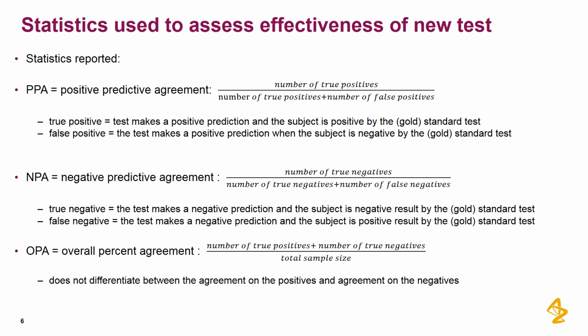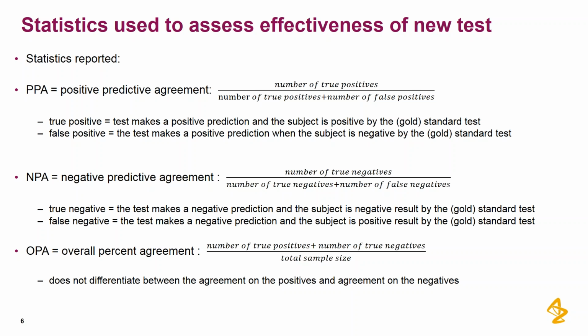The negative percentage agreement is defined as the number of true negatives, so that's the number of patients who had a negative T79M result by both tests, divided by the number of true negatives plus the number of false negatives. The false negatives is defined as the new test making a negative prediction when the gold standard test defines that patient as being T79M positive.